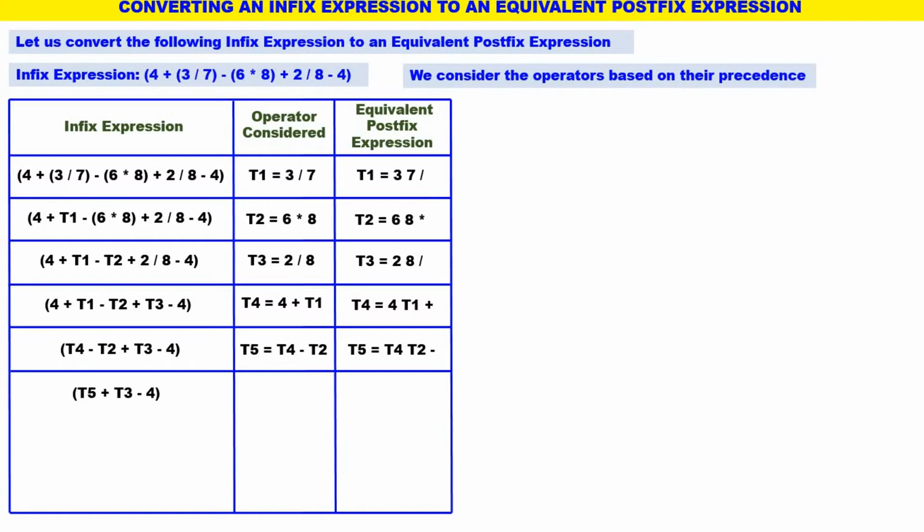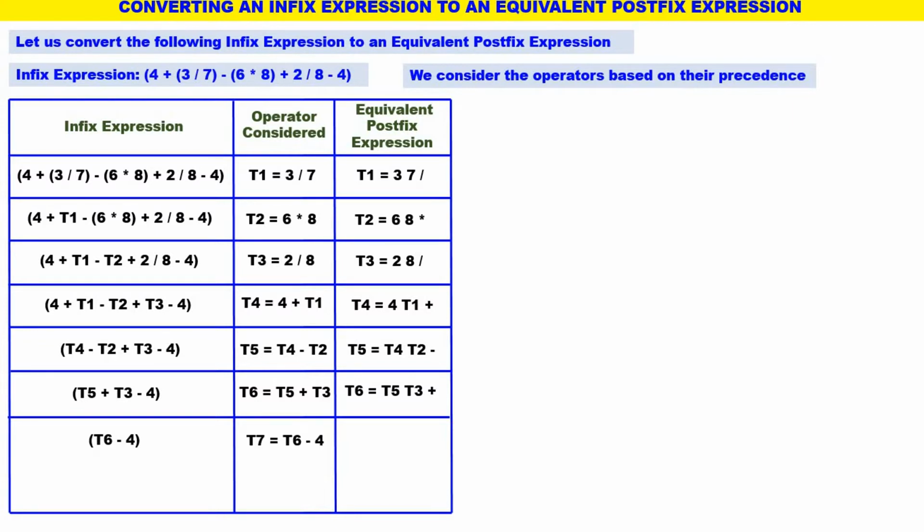So plus and minus, both of them have same precedence. Leftmost we will consider. Therefore T5 plus T3. Yes. T6 is equal to T5 T3 plus. So instead of T5 plus T3 we will write down T6 minus 4. Here only one operator, therefore T7 is equal to T6 minus 4. In the postfix it is T6 4 minus. That's all, T7. So we came down to 1 T7. Until we come to 1, we continue this.